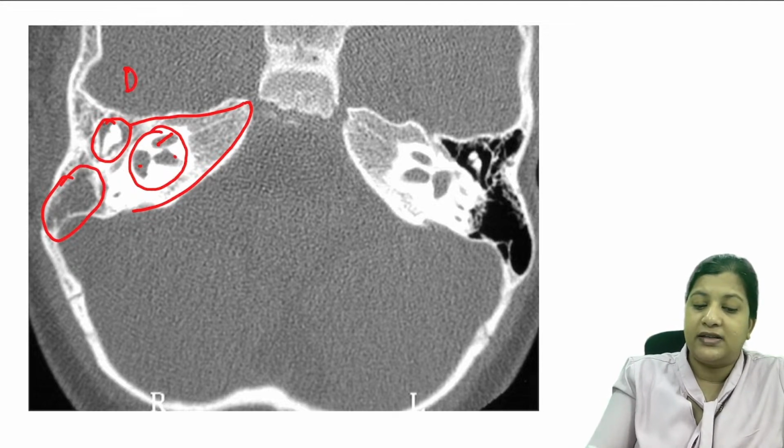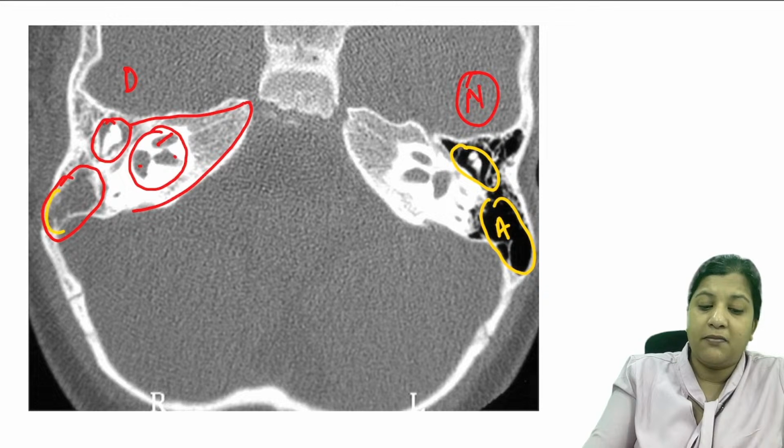So compare the diseased side with that of the normal side. What is happening in the normal side? You see it is black, it is air filled. Middle ear is air filled. But look at the mastoid here. Is it air filled or is it hazy? It is hazy. Even the middle ear is hazy.